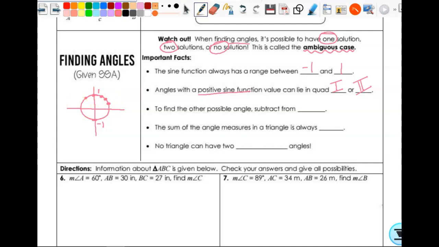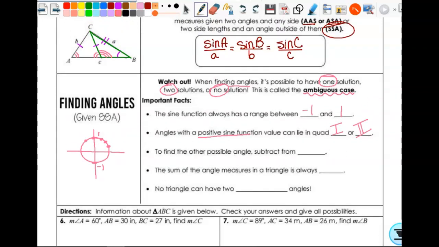and that makes sense because those are the kind of angle measures that are inside of triangles, right? All right, to find the other possible angle, so when I told you up here, we have two possibilities. Well, the two possibilities are always going to add to give me 180 because they're a linear pair. So if I know one of them, I just find the other one by subtracting from 180. Then we also know that the sum of the angle measures in a triangle is always what? 180.